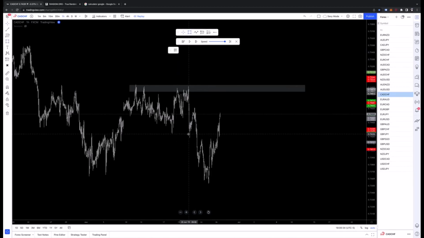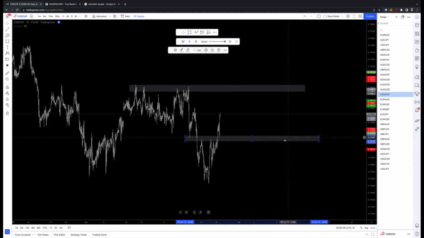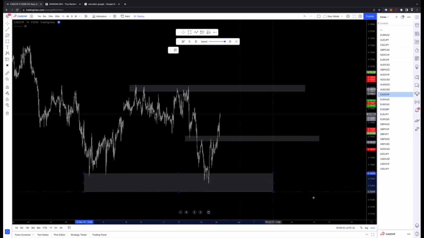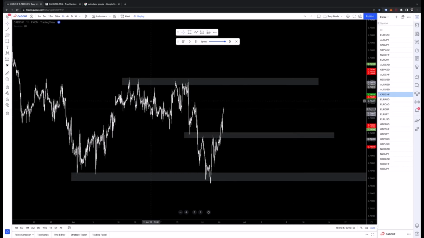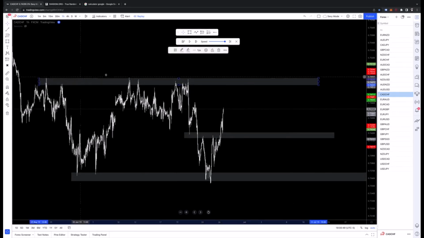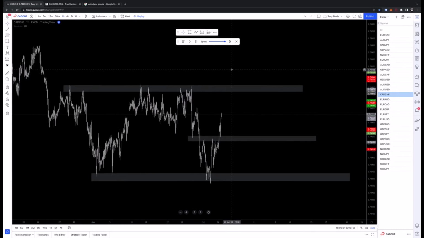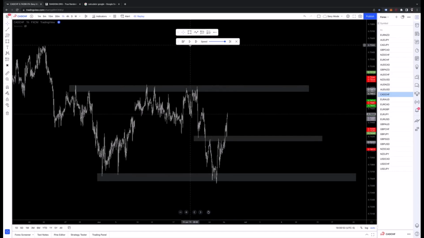So as you see, I'm only marking up the zones that are super clear, super obvious. No overthinking, no having to zoom in all the way to the 1 minute chart to try to figure out where the actual zone is. Just the simple clear zones, and then just waiting for those zones to be reached.